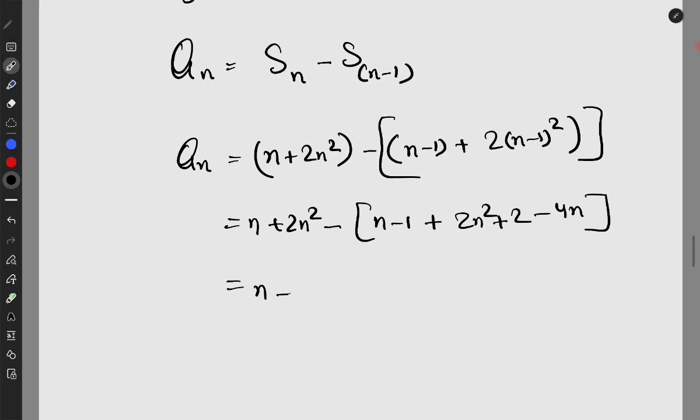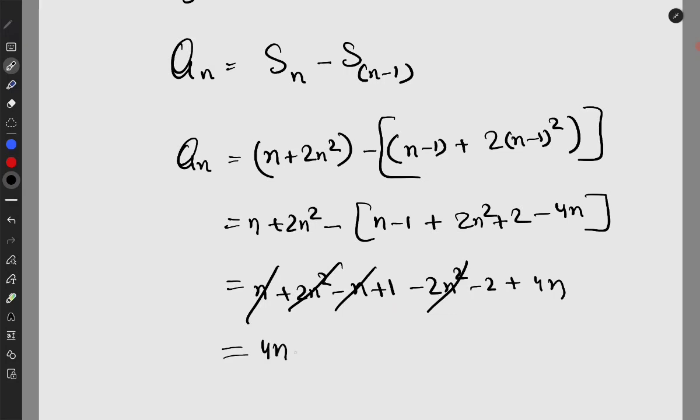Now let's open the brackets. 2n² − n + 1 − 2n² − 2 + 4n. Now this got cancelled out. We get 4n − 1. Now this would be the last term.